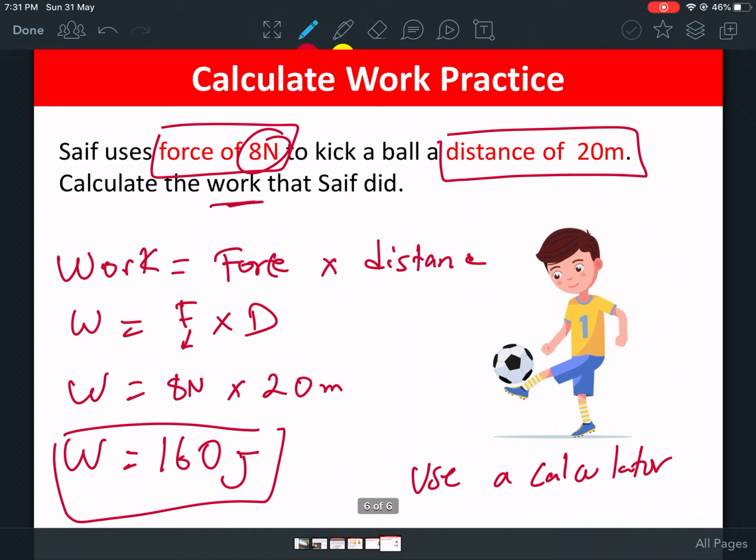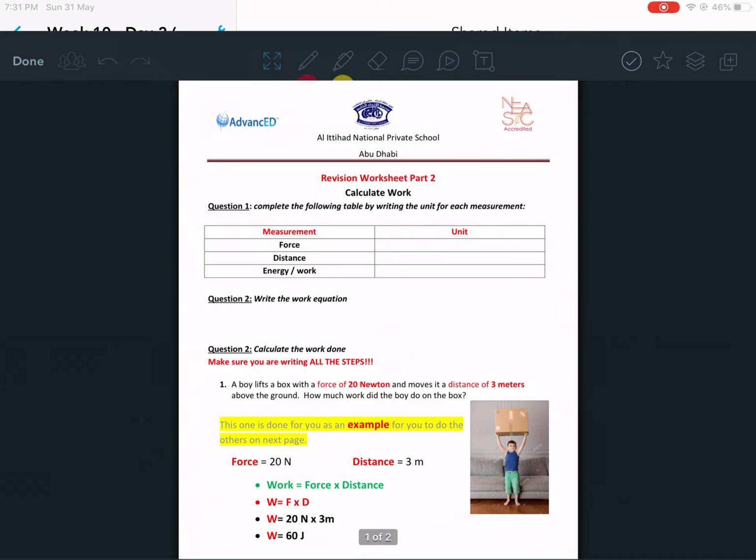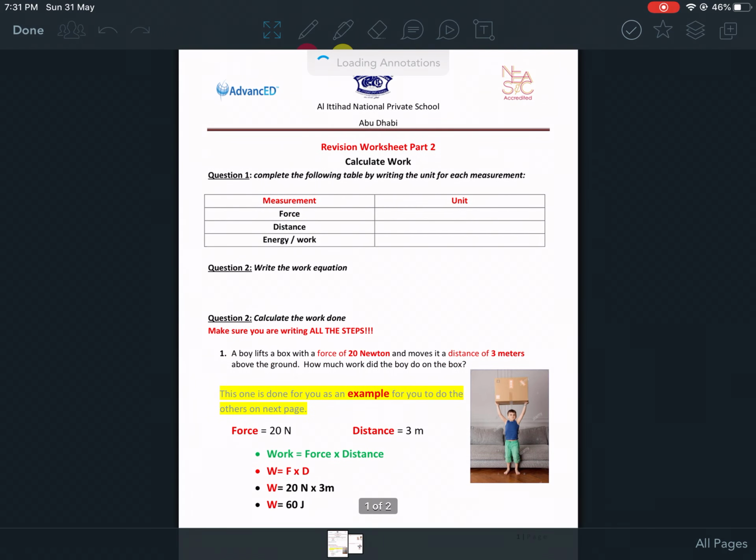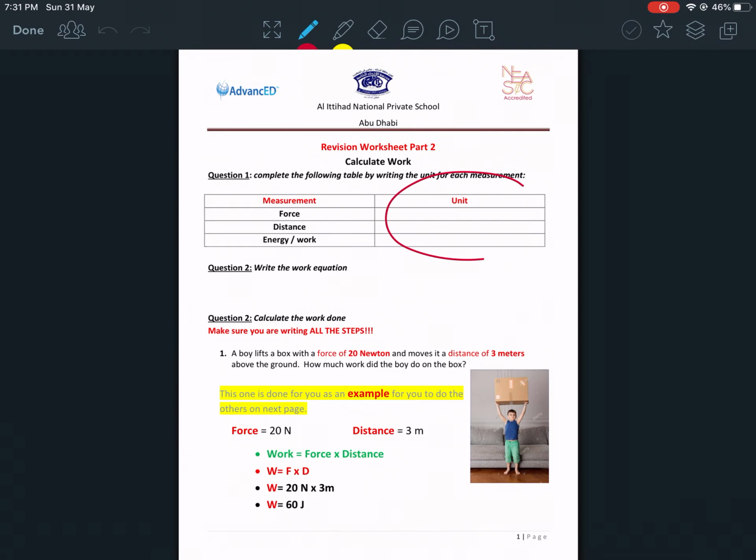Okay, now in the worksheet, I'm going to show you the worksheet you have to do today. Here in the worksheet, you have to write the unit of measurements. You have to get them from the PowerPoint. Force is Newton, distance is meter, work or energy is joules. Now you write the work equation over here. You get it from the PowerPoint as well. It's also here, this is the work equation, so easy, just get it from here.